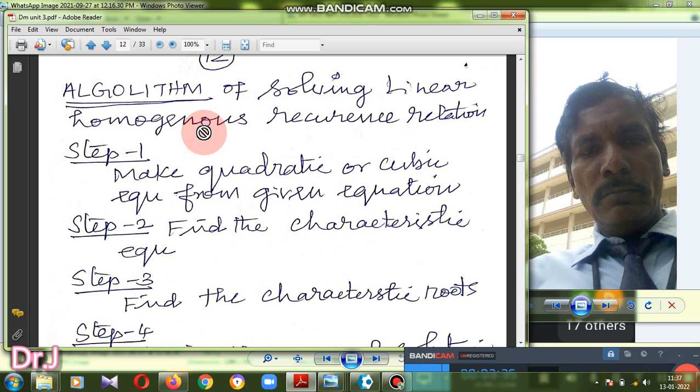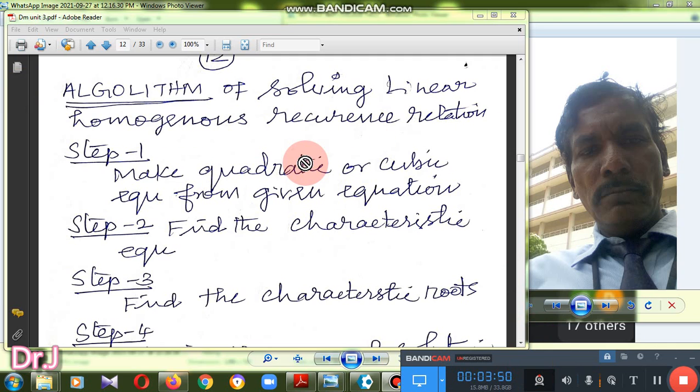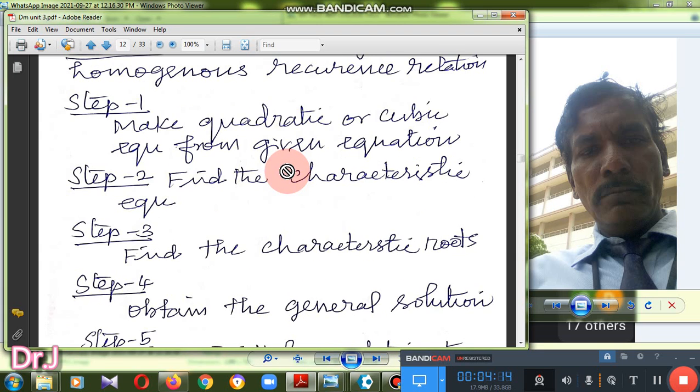The first step: from the given linear homogeneous recurrence relation, we have to write a quadratic or cubic form of the given equation. From the given equation, we must write it in a quadratic or cubic form to put it into a proper differential equation. Then we will have a characteristic equation corresponding to that quadratic or cubic equation.